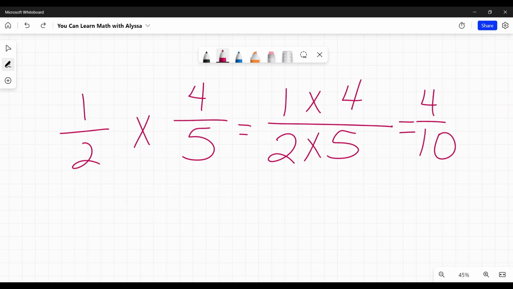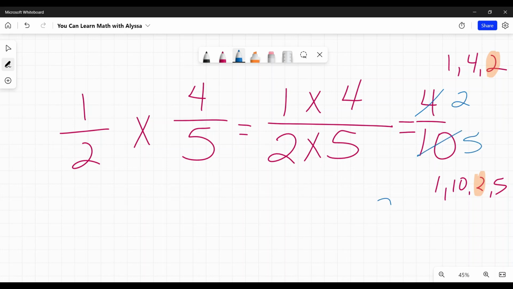So 4/10, if I want to simplify that, look for the factors. 4's factors are 1 times 4 and 2 times 2. I know I didn't write them in order. And on the bottom, in our denominator, factors are 1 and 10 and 2 and 5. So are there any shared factors there? There sure are. 2 is in both of those. So 2 goes into 4 2 times, and it goes into 10 5 times. So my simplified fraction is 2/5, and I've done it.